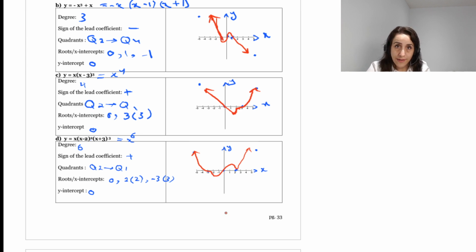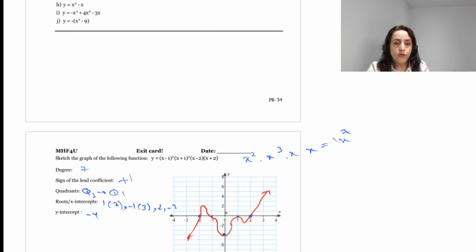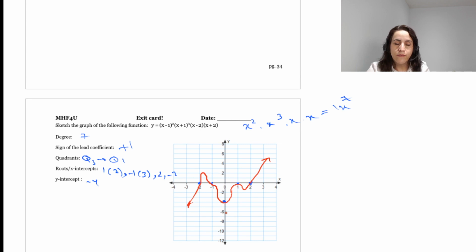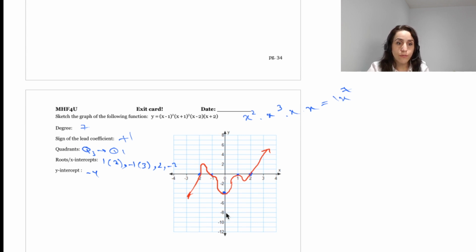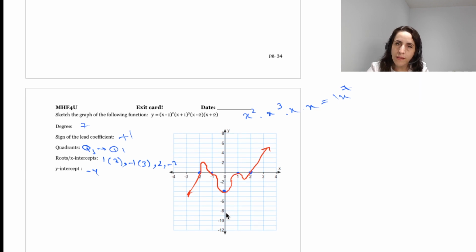Okay, that was our lesson for last class. I would like to do the exit card from last class. Also, this one I left for you to do. I'm not sure if you saw it or not, but right now we are going to do this question together as well. As you see here, I have a bracket. Let me make this one a little bit bigger, maybe.